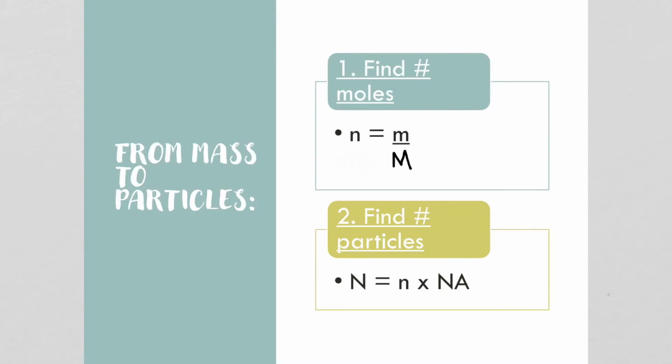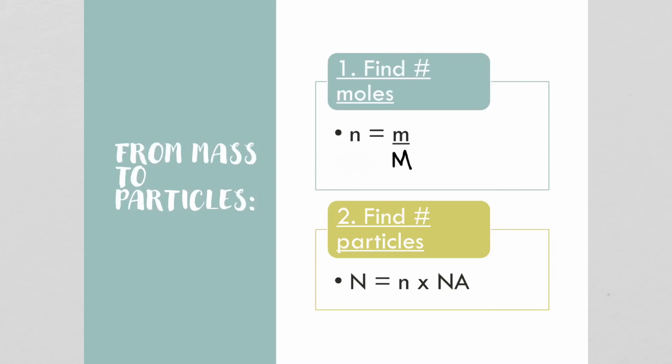So we can actually go directly from mass all the way to number of particles, or from particles all the way to number of moles, or mass, using Twin Peaks. It just is a 2-step process. So if we wanted to go from mass to the number of particles, the first thing you would need to do is convert the mass to moles by dividing by the molar mass. So we'd find the number of moles. Once you have the number of moles, once you're at that central part of Twin Peaks, you can then calculate the number of particles by multiplying by Avogadro's constant.